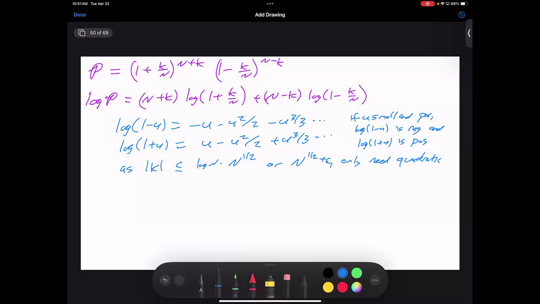Okay, so now let's analyze. The log of P is going to be n plus k, and now we expand the first part. So we're going to get k over n minus k squared over 2n squared plus much smaller terms. And then the next piece is going to be plus n minus k, and then we're going to start off with minus k over n minus k squared over 2n squared plus dot dot dot.